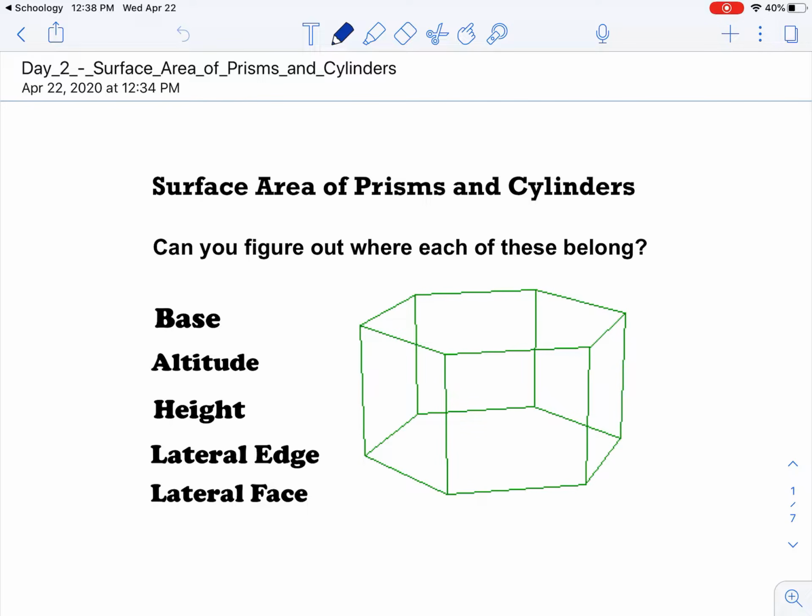Hello, so today we are talking about surface area of two of our 3D solids, which are prisms and cylinders. We will save pyramids and cones for the next lesson.